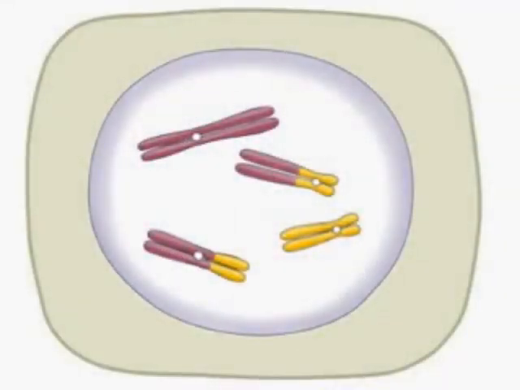Chromosomes are long thread-like structures found in the nucleus of a cell. Each chromosome is made up of two parallel strands called chromatids. Each pair of chromatids is connected at one point by a structure called the centromere.